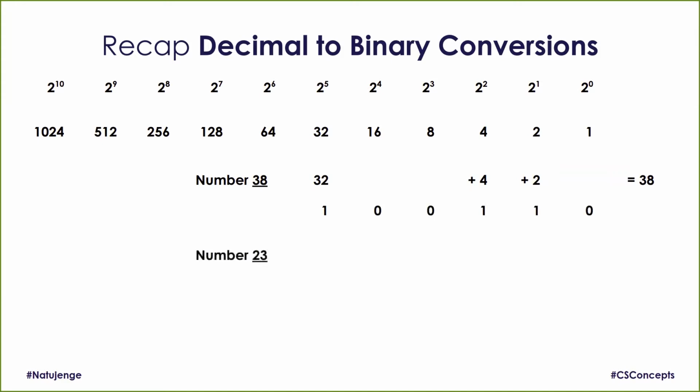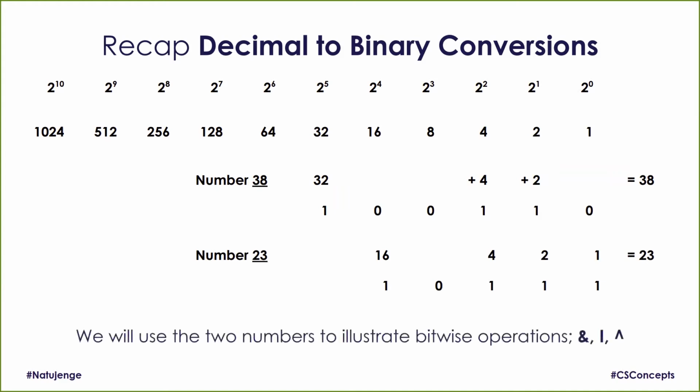Let's apply the same concept on 23, and for 23, definitely 16 is the first number to fit in 23, and you're left with 7, then for 7 you have a 4, a 2, and a 1, and that gives us 23. If you want to convert this into binary, set 16, 4, 2, and 1 as 1, and the rest as 0. So we basically have that as the binary representation of 23.